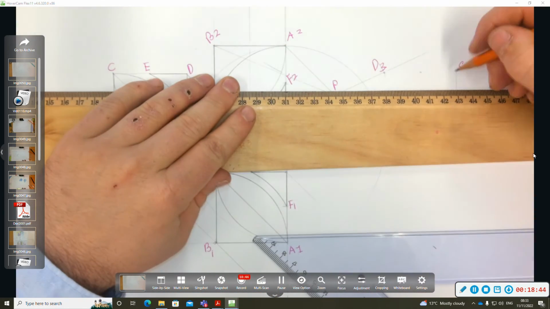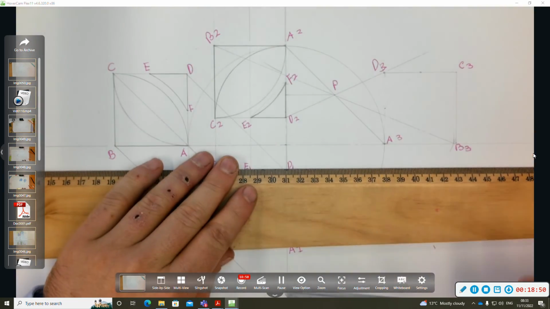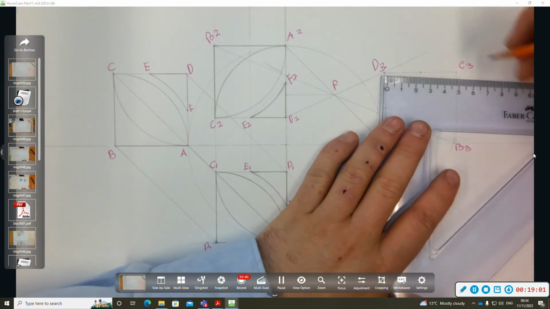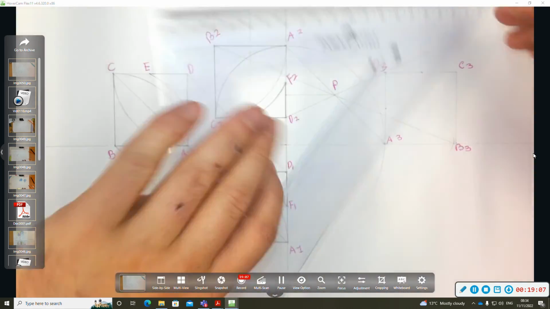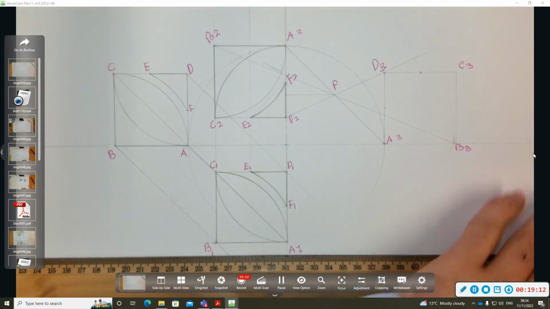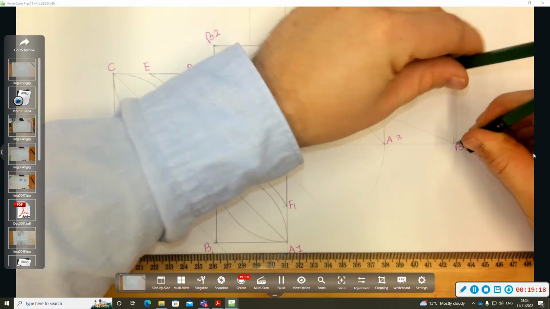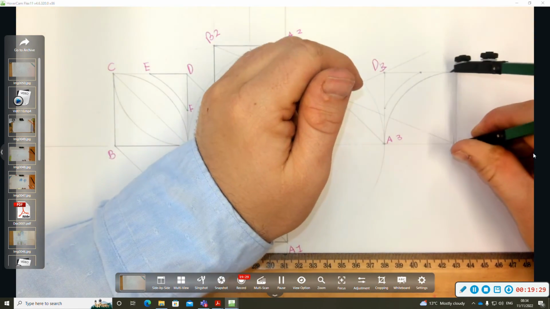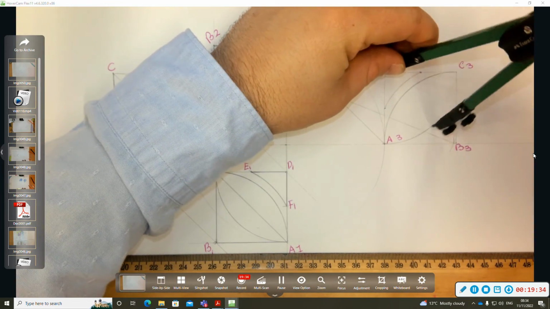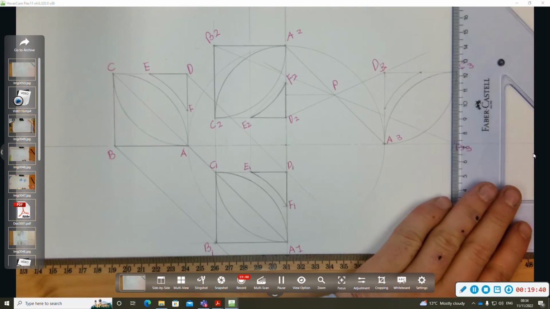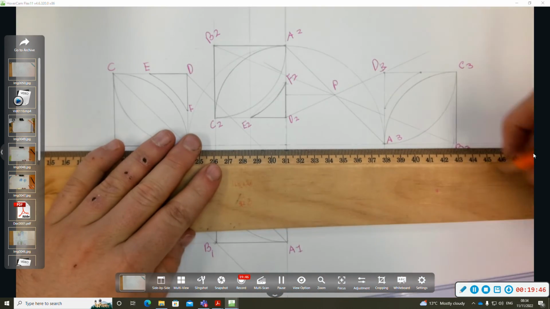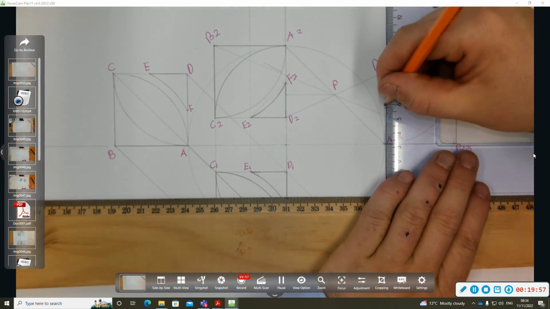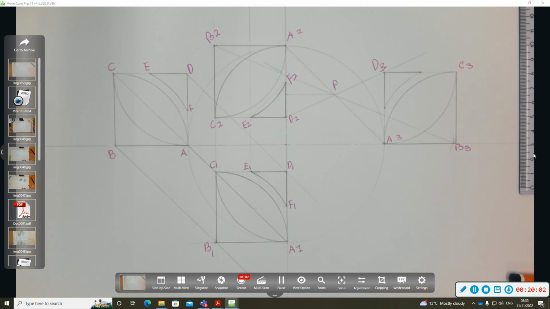So I'm going to join the points together. Do my 25, because it's 25 across from D. Set my compass to B3. There's the radius and the length of it there. Then I can heavy in the sides of the logo. And that will be our question complete.